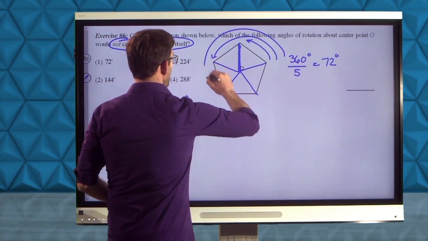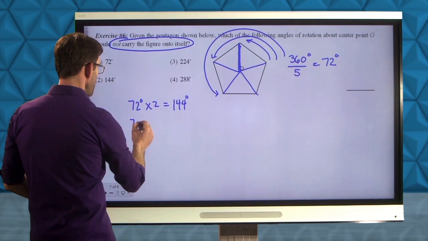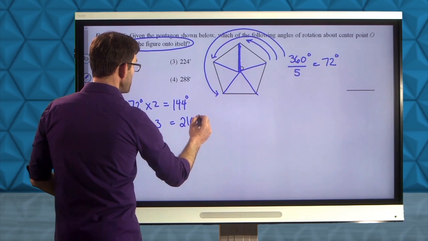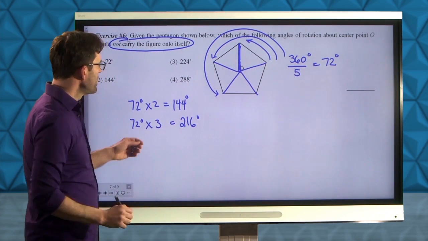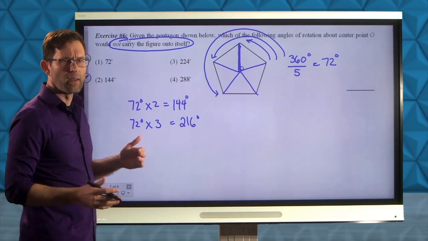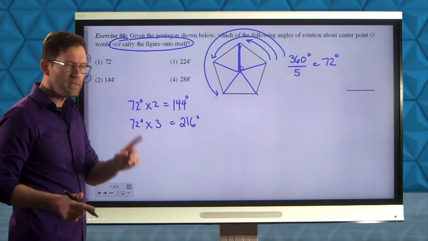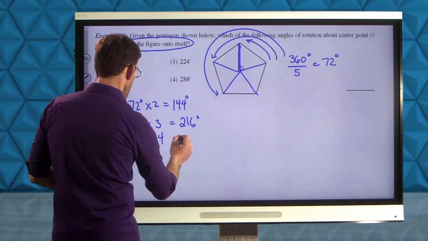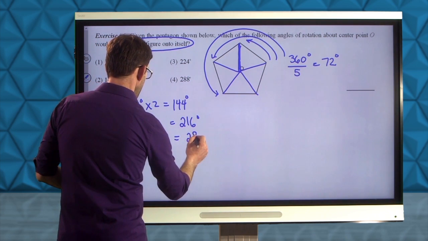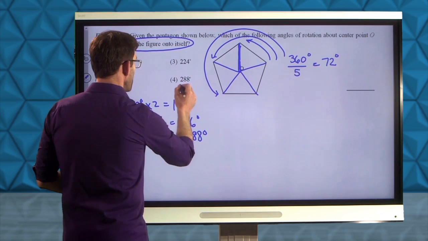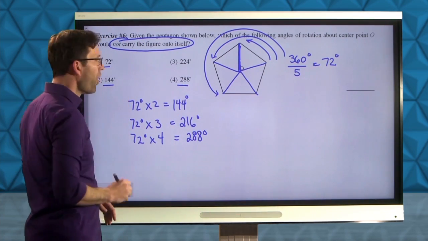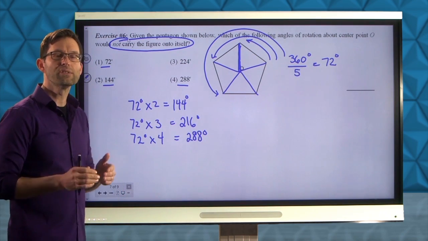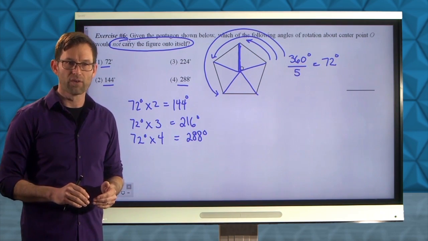So then I might think about rotating it 3 of those, so 72 degrees times 3, and that would be 216 degrees. Now, I don't see that as a choice, so I am not too concerned about it. Let's do one more. If I do 72 degrees times 4, I would get 288 degrees. All those choices, 1, 2, and 4, are choices that do map the object onto itself.